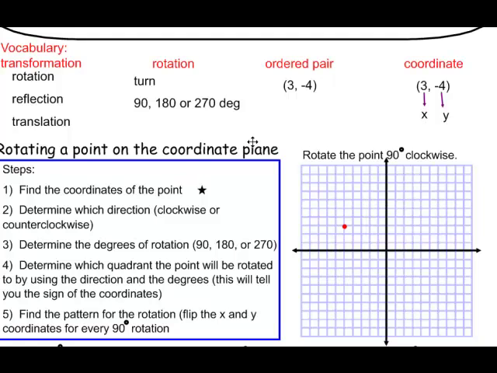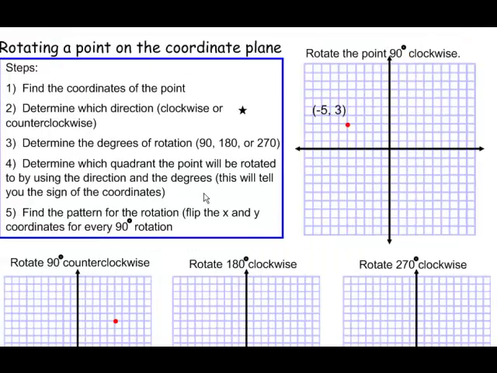So, rotating a point on a coordinate plane. Just like we did before, we have steps. So, you find the coordinates of the point. Okay, right there, -5, 3. Simple. Now, you're going to determine which direction, clockwise or counterclockwise, that a rotation goes. They're going to tell us we're going to rotate the point 90 degrees clockwise. We know clockwise is to the right, counterclockwise is to the left.